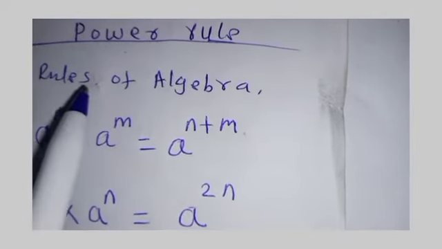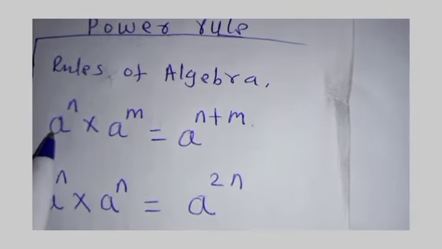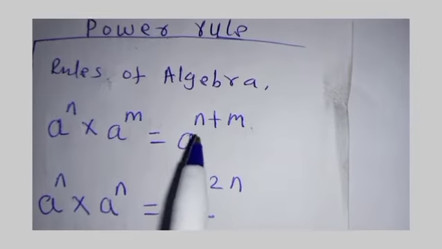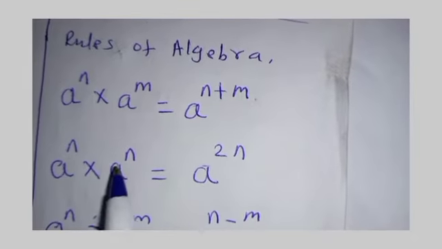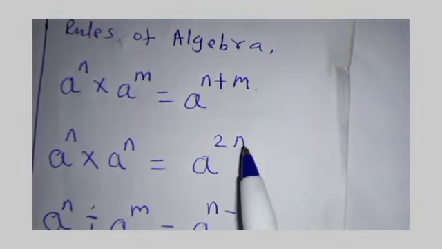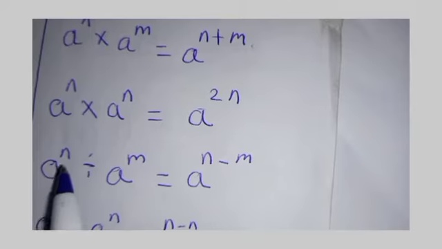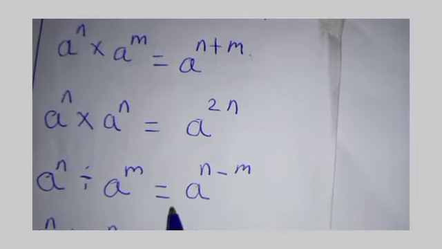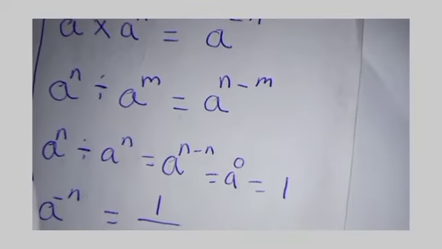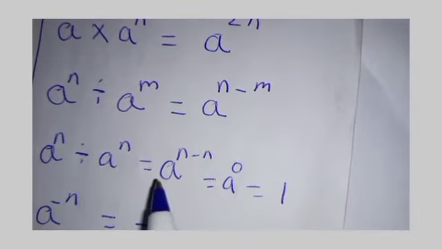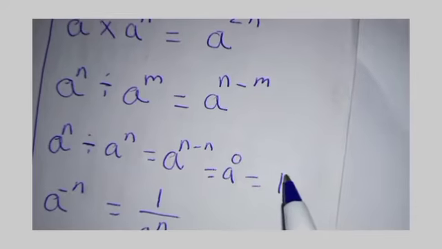So in order for you to understand power rule, we are going to apply these rules of algebra. When you are given a power n times a power m, the result is a power n plus m. When you have a power n times a power n, the result is a power 2n, because n plus n is 2n. When you have a power n divided by a power m, the result is a power n minus m. When you have a power n divided by a power n, the result is a power n minus n, which is equal to a power 0. Any number power 0 is 1.